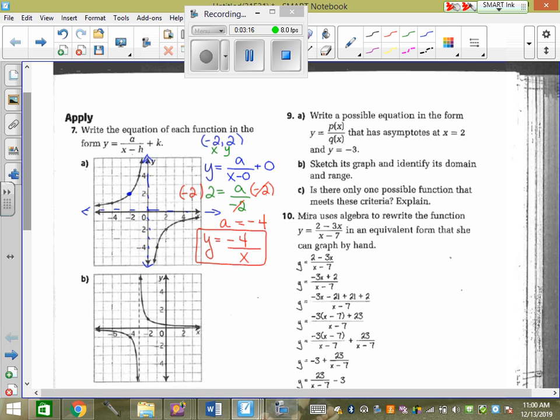So when you only have a vertical asymptote and a horizontal asymptote but no point of discontinuity is the only time you can use this. If you have a point of discontinuity, you cannot use this form. Don't try it. It will not work. You'll have an open dot. Yeah, which is on the next one.